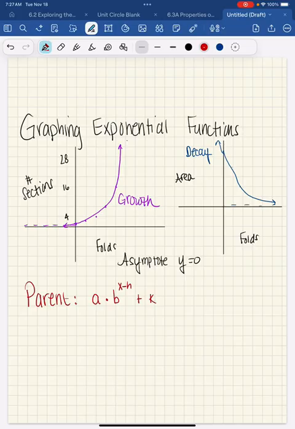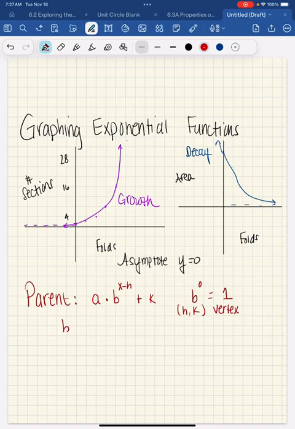All right, let's talk about a couple of things. First, anything to the 0 power except for 0 is 1. And hk for previous graphs was the vertex. So this graph isn't really going to have a vertex, but we'll talk about that as well.